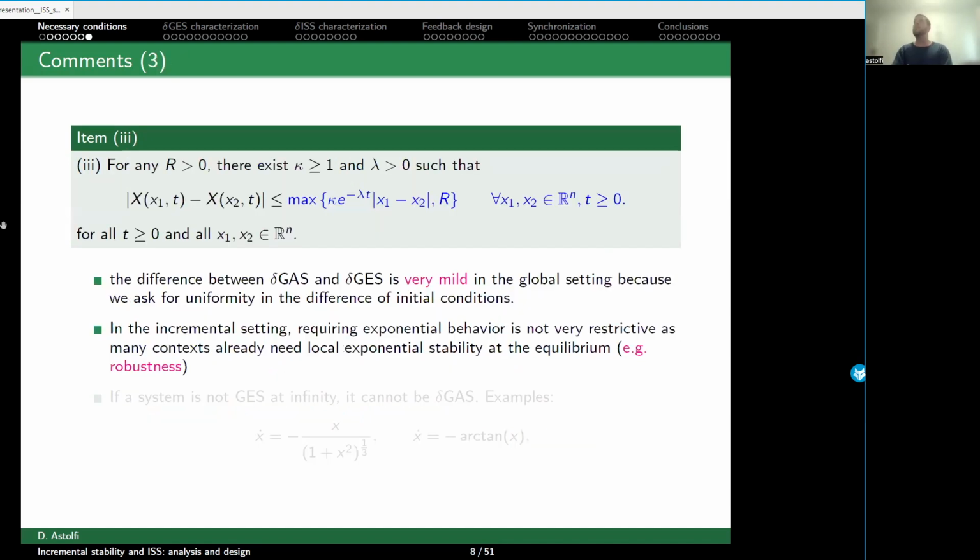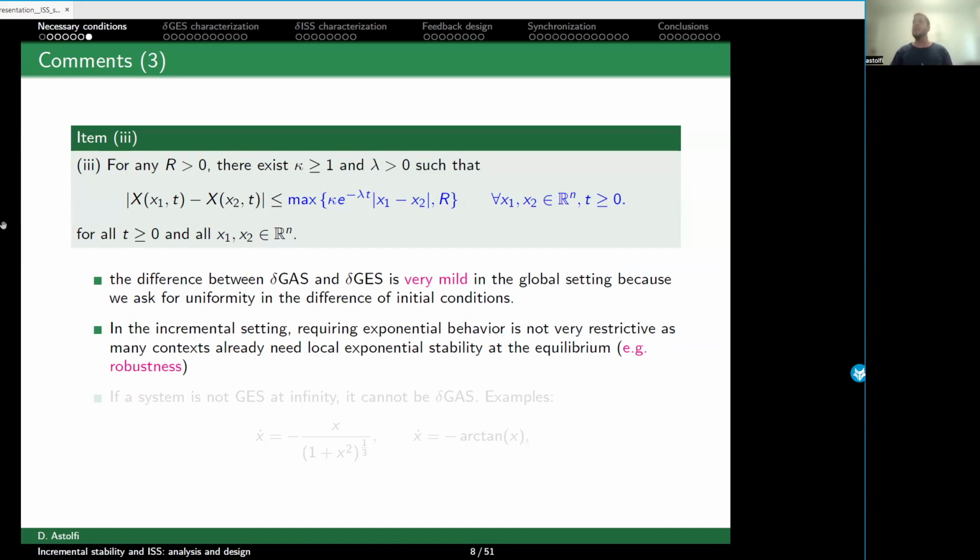And the third point is also very important because it establishes that in the incremental context, the difference between delta GAS and delta GES is very mild, because this bound is telling us that when the solutions are very far from each other, they have to converge exponentially. So the class KL function has to be an exponential function at infinity. This means that if your system is delta GAS, it will also be delta GES at infinity. And basically, since R can be taken arbitrarily small, delta GAS implies delta GES everywhere but at the equilibrium, in some sense.